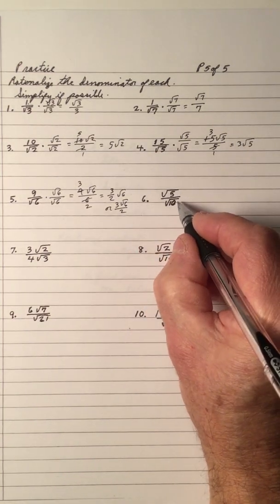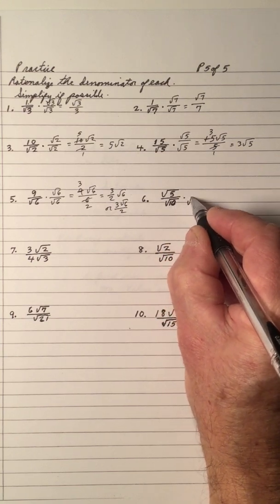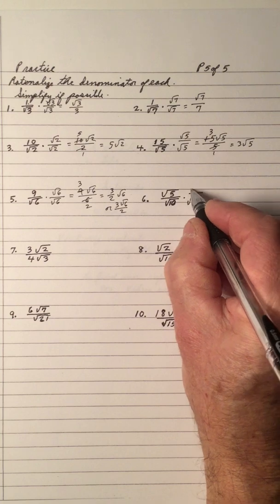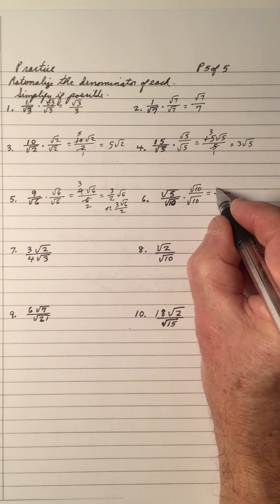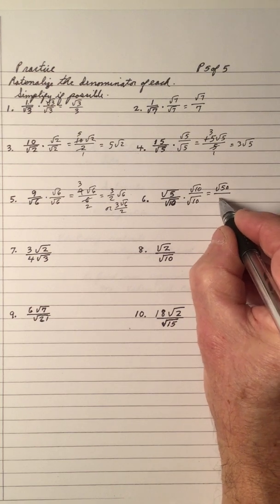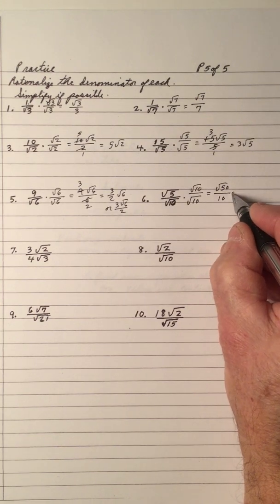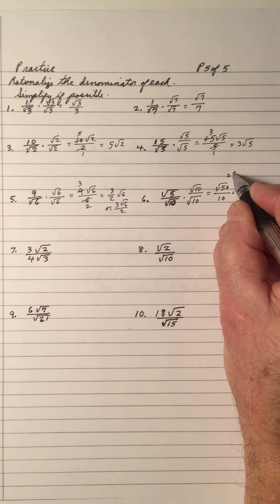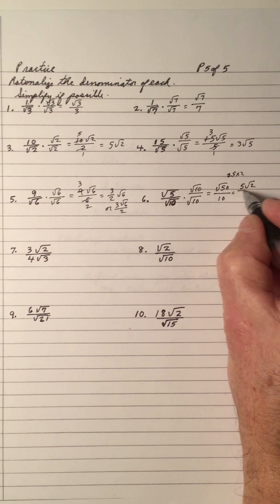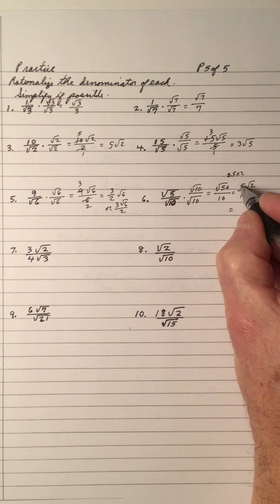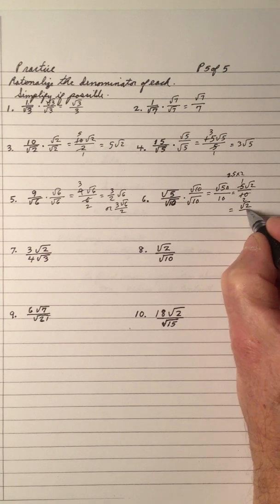Number 6, you've got to rationalize your denominator. In other words, remove the radical from the denominator. So you multiply the bottom by root 10. You multiply the top by root 10 to keep it balanced. So the top becomes root 50, and the bottom becomes 10 because root 10 times root 10 is 10. And root 50 is simplified because that's 25 times 2. So that's 5 root 2 divided by 10. 5 into 5 goes once, 5 into 10 goes 2. So that's root 2 over 2.